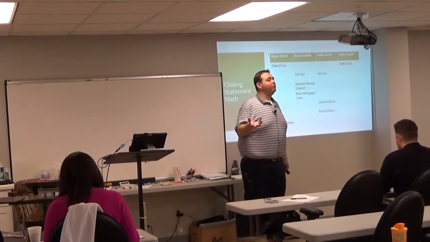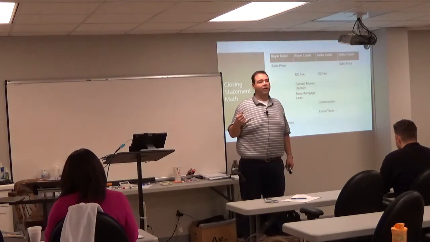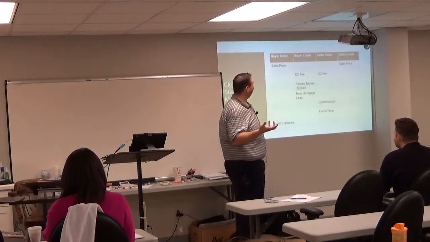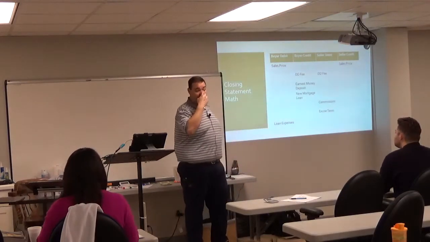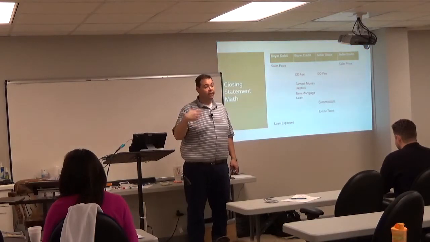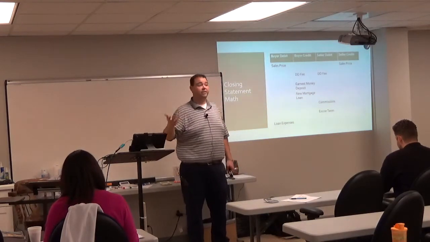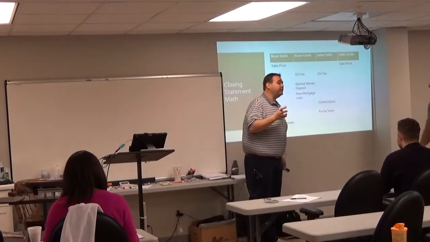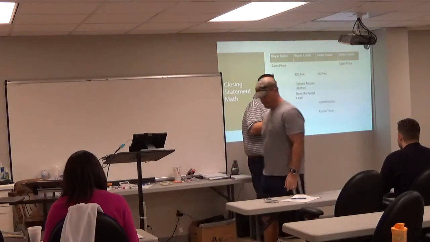Are we giving that money to the buyer or taking it away from the buyer, the sales price? We're taking it away, so that's a debit on the buyer side. And are we giving that money to the seller or taking it away from the seller? We're giving it to the seller, so that's a seller credit. So the sales price shows up as a buyer debit and a seller credit. Is everybody okay with that?